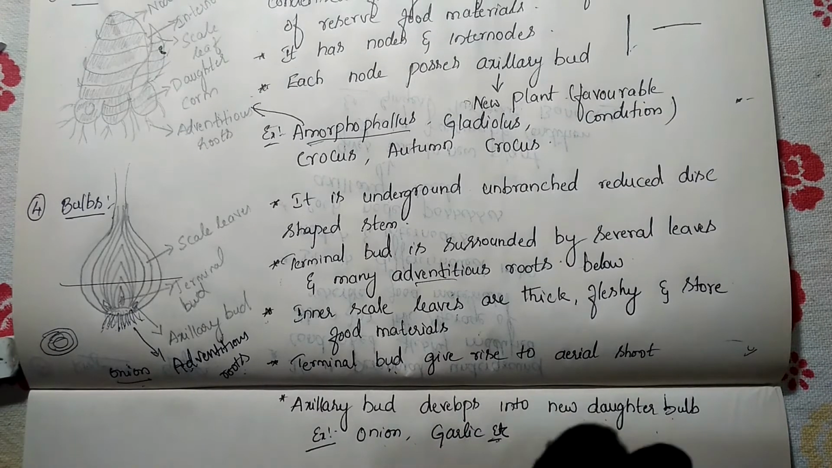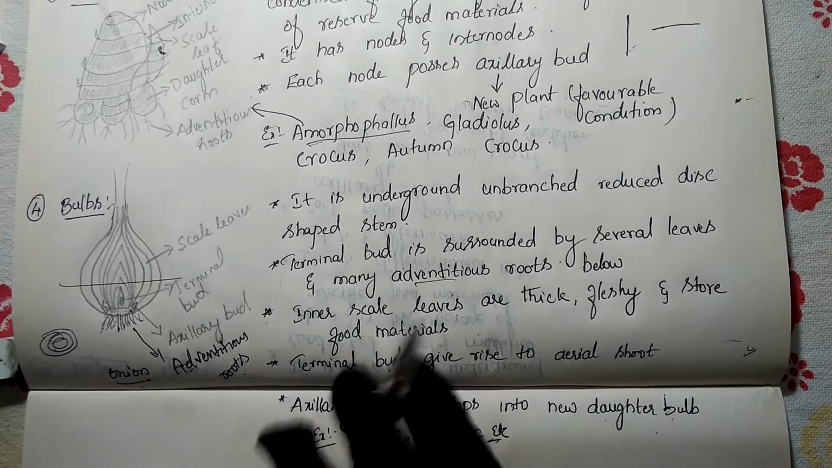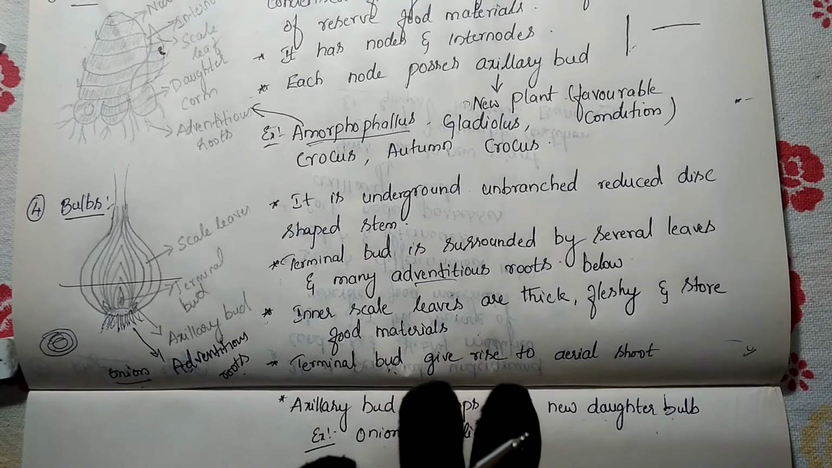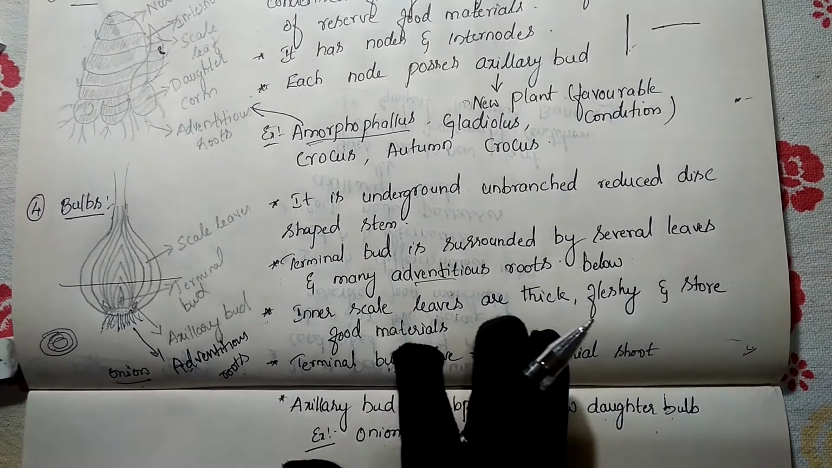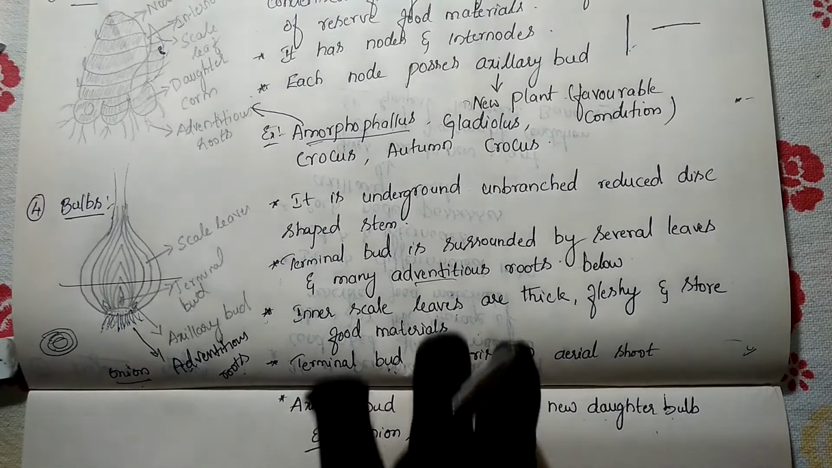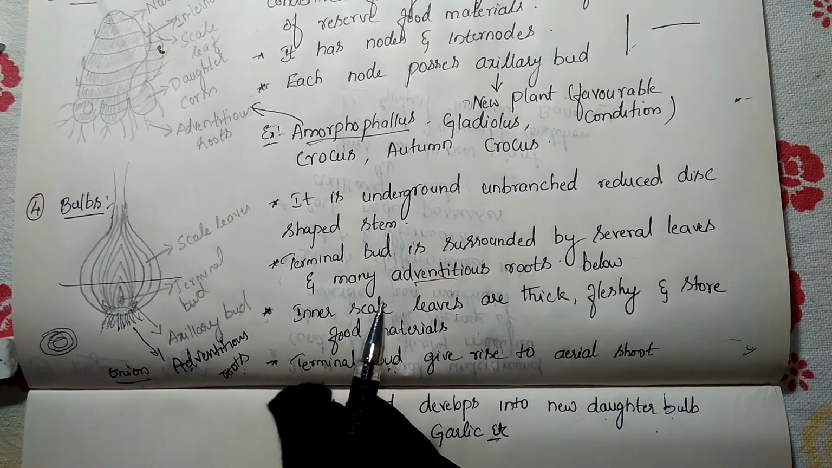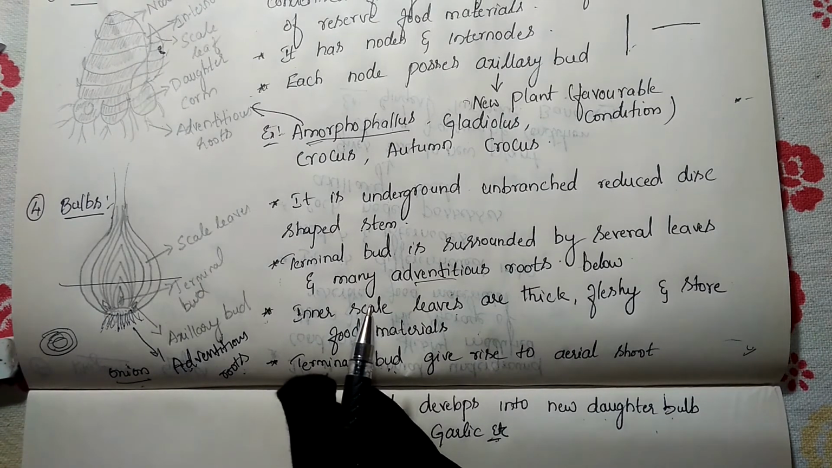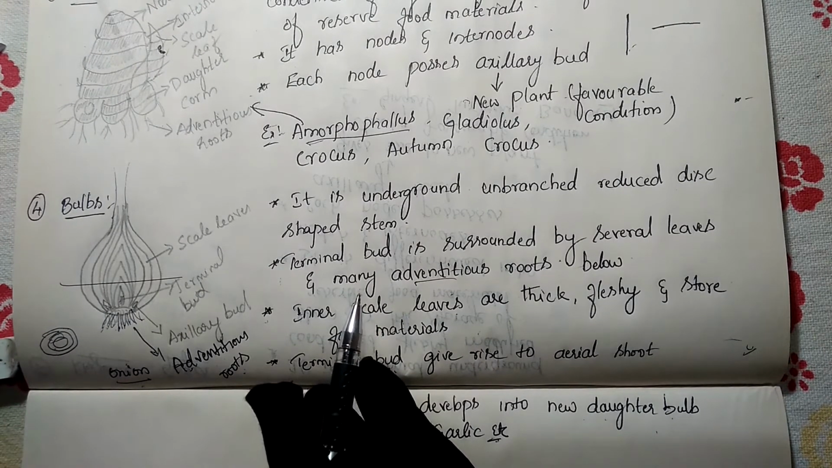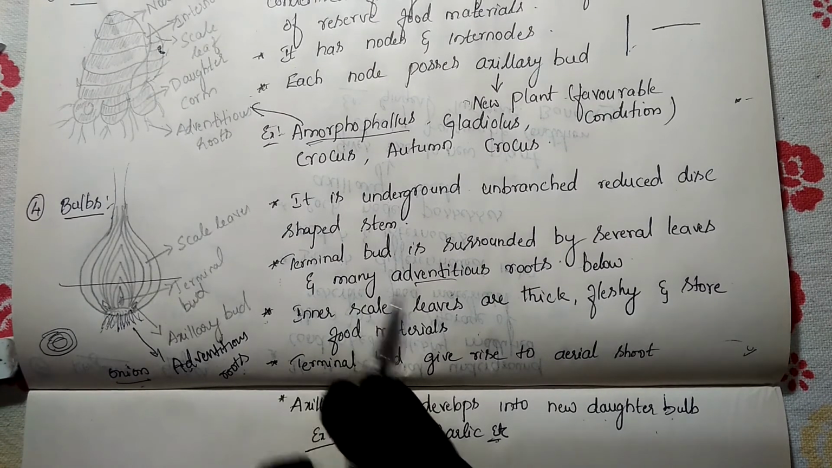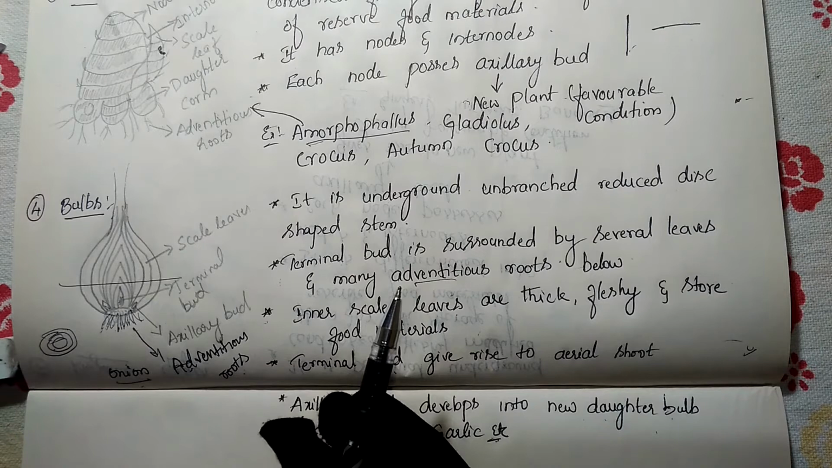How many types? There are 4 types. In the stem, we have discussed the first type, vegetative propagation by stem: the underground stem. In underground stems there are 4 types: stem tuber, rhizome, corm and bulb.